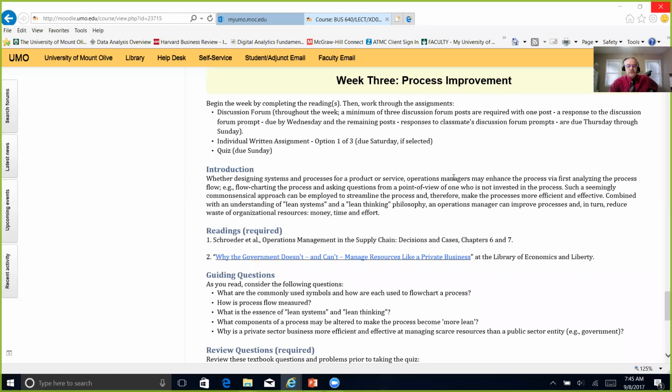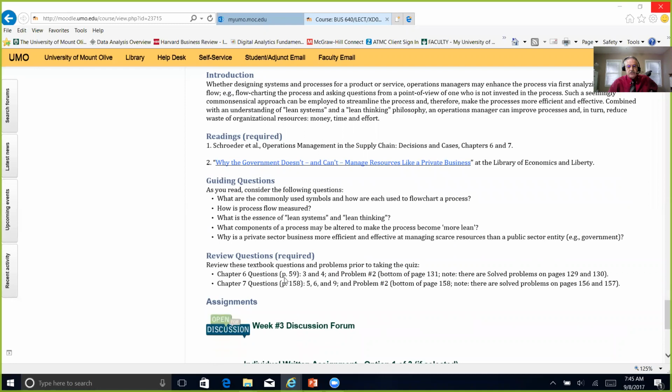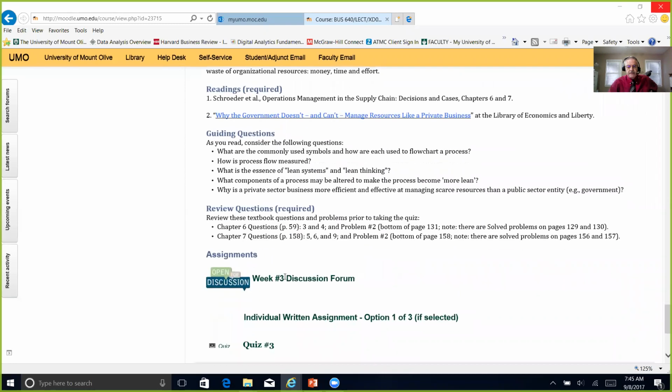As we begin this week, you have required readings to do. Make sure you read "While the government doesn't and can't manage resources like a private business." You will need that article to address a few questions that you're going to have to respond to this weekend. So make sure you read that article. We're going to talk about, again, Chapter 6 and Chapter 7.